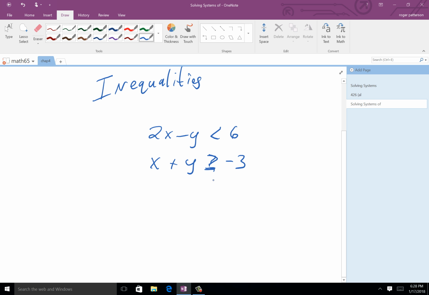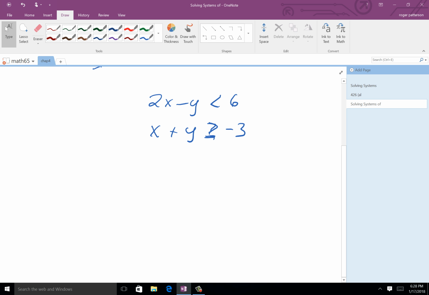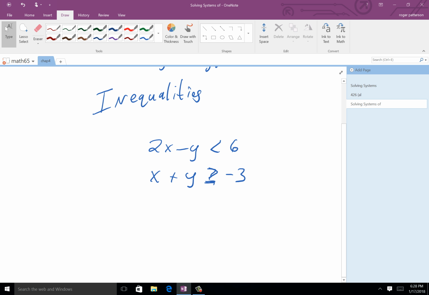All right, so my guess is that before, you just had this part here, or this part here, and you graphed it, and then you shaded. So you might remember that. You're going to do the exact same thing here: we're going to graph and shade.